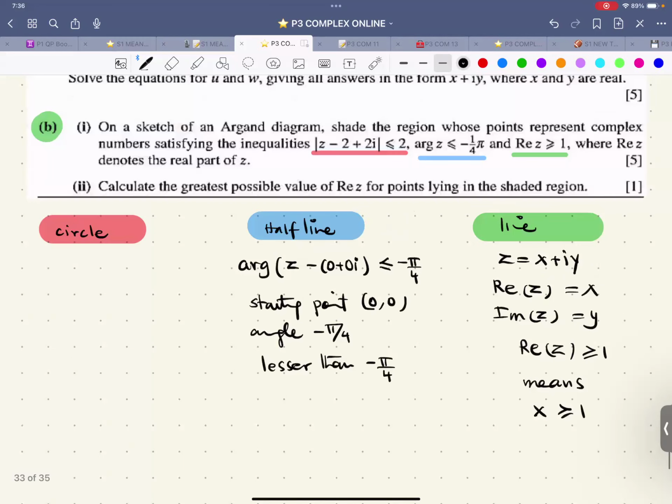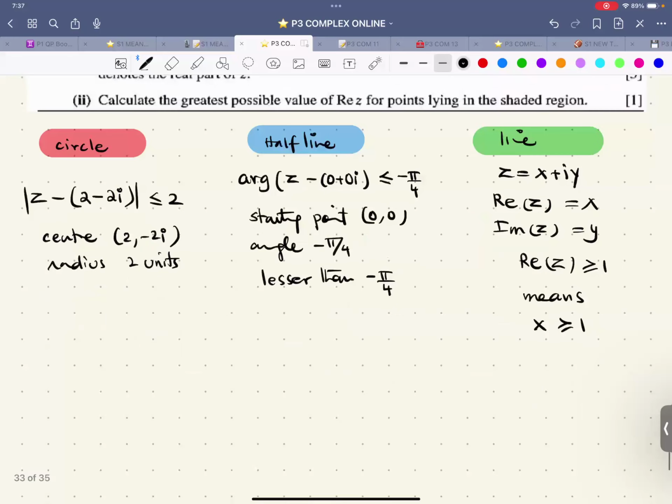Circle, do the adjustment. Z minus negative 2 becomes positive 2. Positive 2i becomes negative 2i. Close the modulus, lesser than or equal to 2. It's a circle. The center of the circle is 2, negative 2i. And the radius is 2 units. And again, its points are region inside the circle and including the circumference. So that means it's a solid circle.